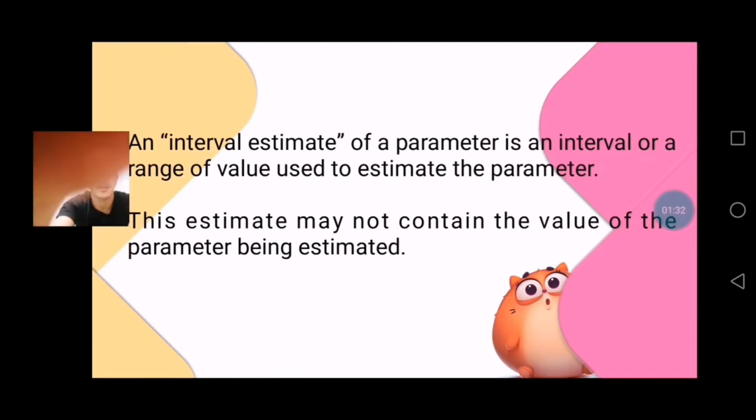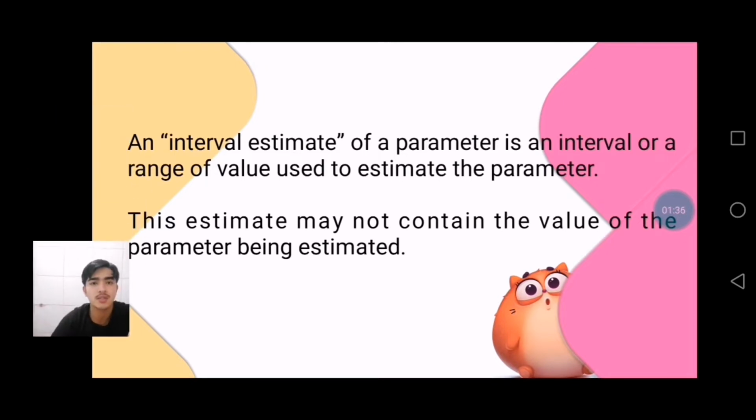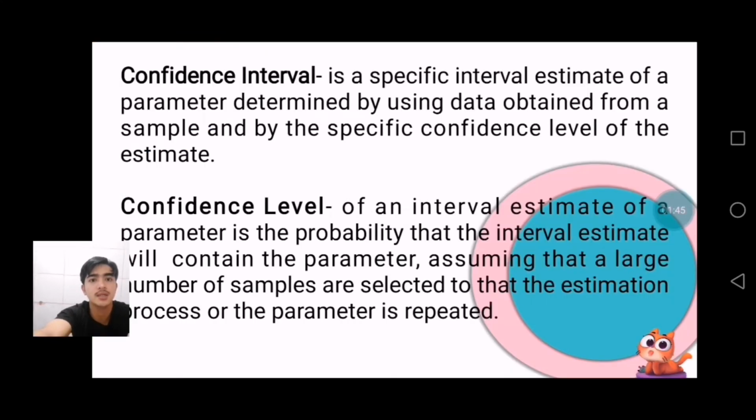An interval estimate of a parameter is an interval or a range of values used to estimate the parameter. This estimate may not contain the value of the parameter being estimated. Confidence interval: a confidence interval is a specific interval estimate of a parameter determined by using data obtained from a sample and by the specific confidence level of the estimate.